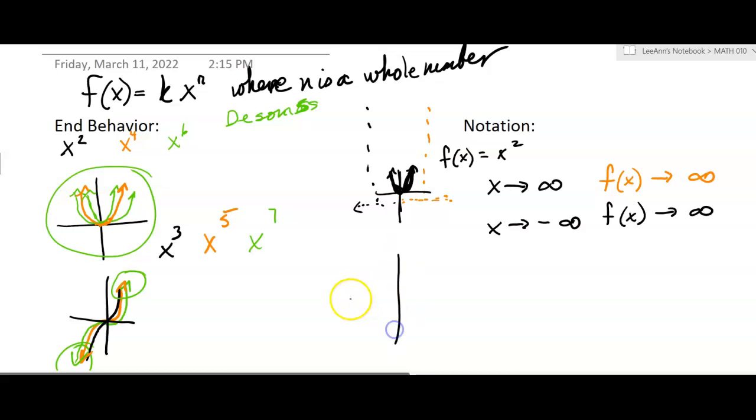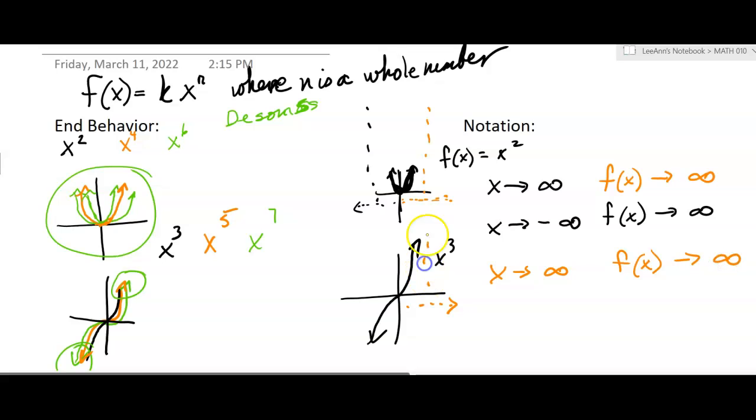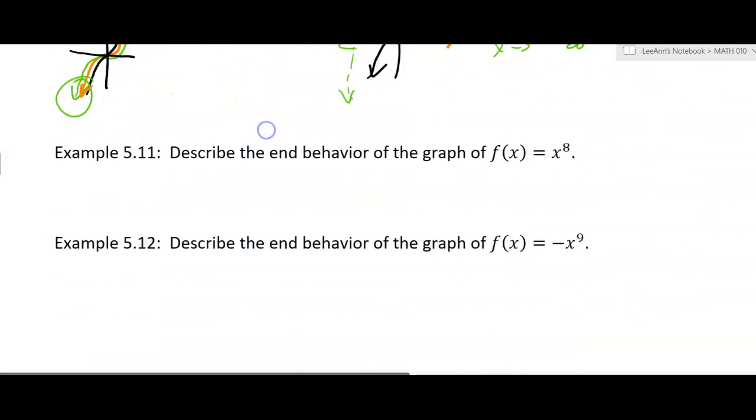Now let's look at the x cubed curve, something like that. We would say as x approaches infinity, so x is moving this way, f of x is also approaching infinity. See, it's going up, right? But what happens when we're going in the other direction? As x approaches negative infinity, f of x is going down, down, down, right? F of x is approaching negative infinity. So I want you to be familiar with that notation.